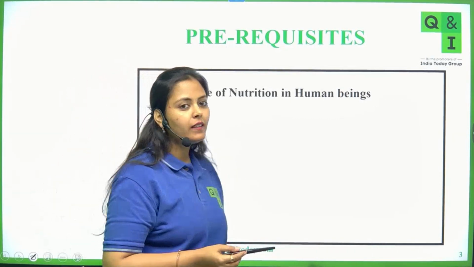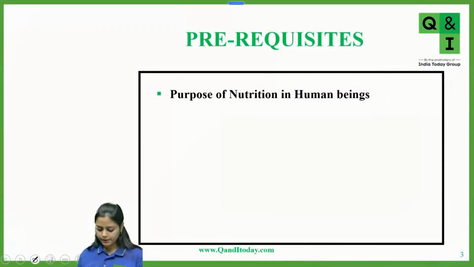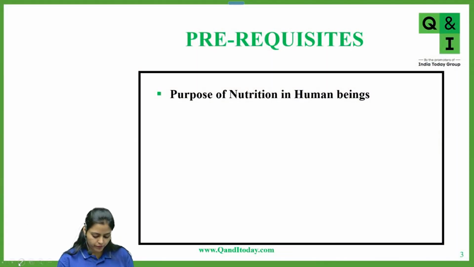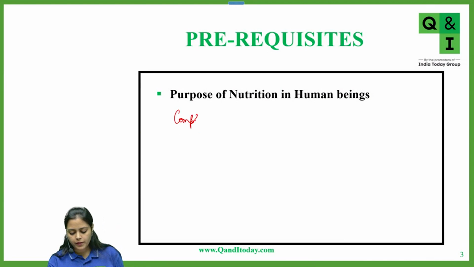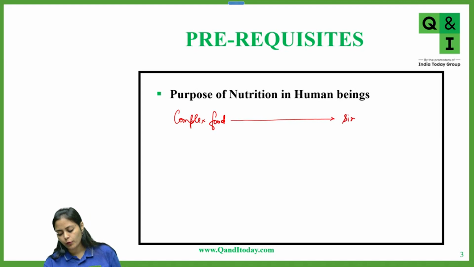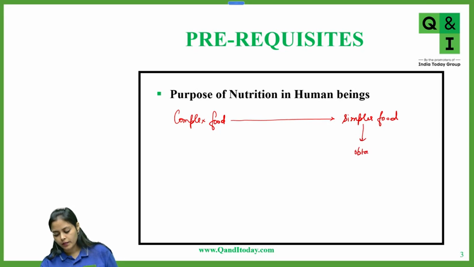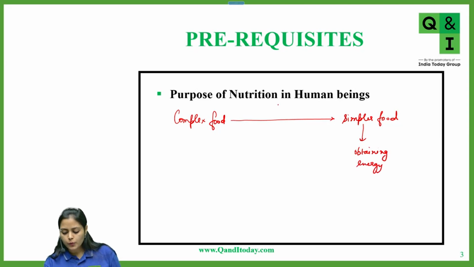My question is that we have complex food. This complex food is converted into simpler food molecules, which are now utilized by our body for obtaining energy. I'm asking why is this process occurring? Why is complex food getting converted into simpler food?